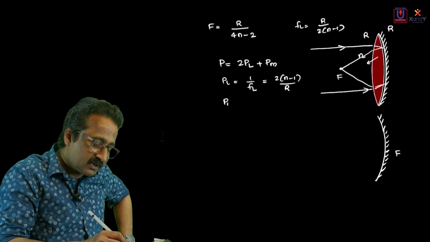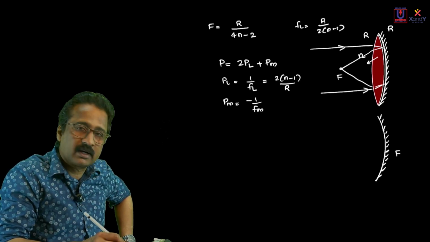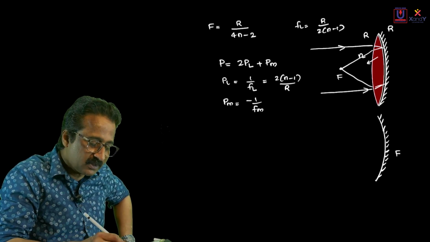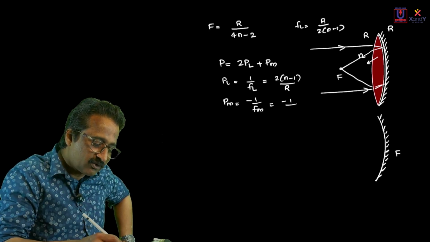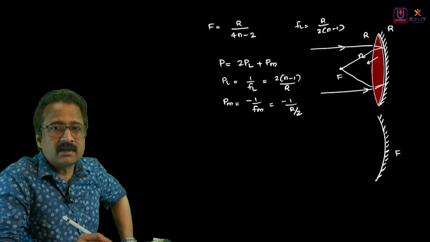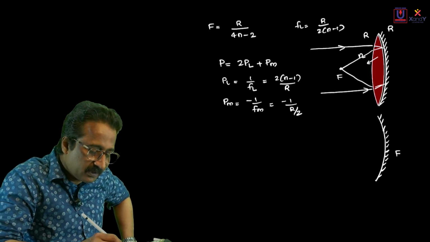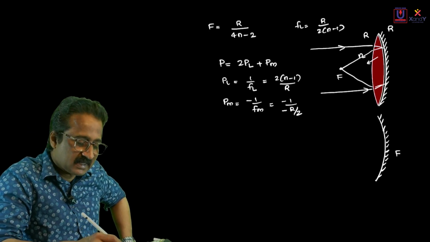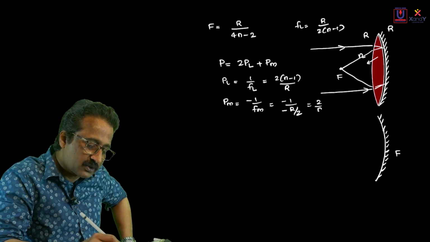Similarly, power of the mirror part. Power of any spherical mirror is given by this formula. It is minus of 1 by Fm, where Fm is a focal length of the mirror. Now, you know that focal length of mirror is actually r by 2. If r is the radius of curvature, certainly it's r by 2. Now, that r by 2 is negative because it is a concave mirror. And that gives you some 2 by r also.